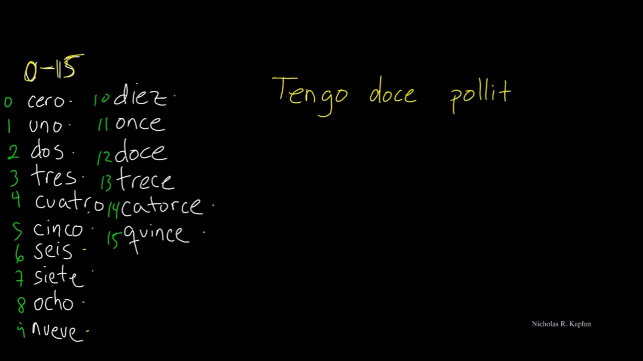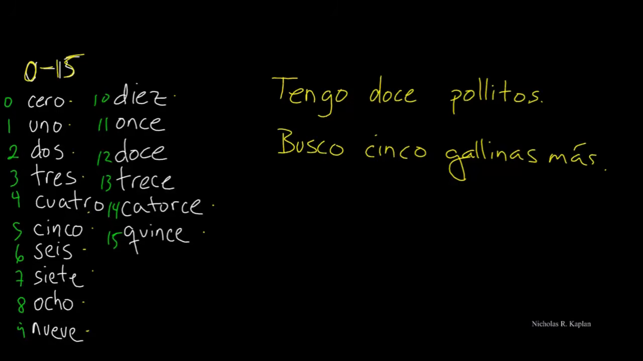Let's make them little chickens. Oh, forgot my S on there. But maybe really what I'm looking for is I'd really like 5 more hens. And so here we're using our numbers 12 and number 5 to talk about how many of something that we have.